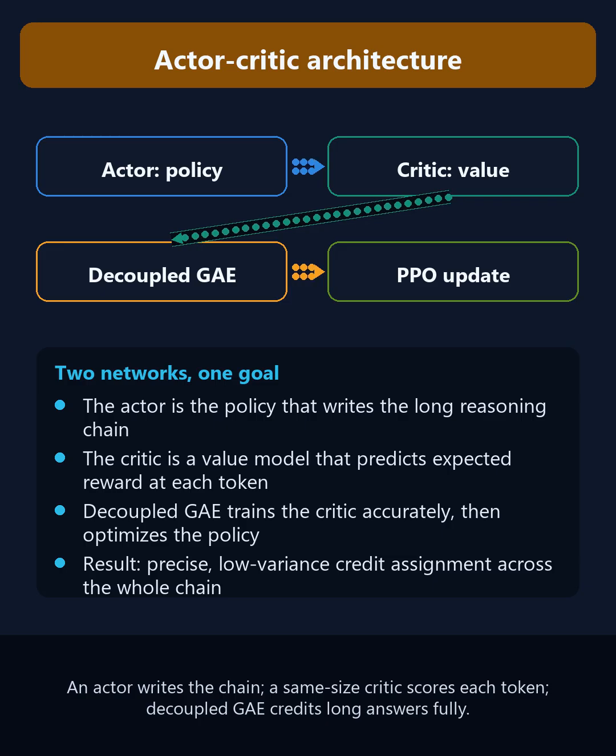Architecturally, VAPO is an actor-critic system. The actor is the policy that writes the reasoning. The critic is a separate value model, about the same size as the policy, that predicts expected future reward at each token. Decoupled GAE uses one setting to train that critic accurately and another to optimize the policy, so long responses are fully credited. The result is precise, low-variance credit assignment across the whole chain.